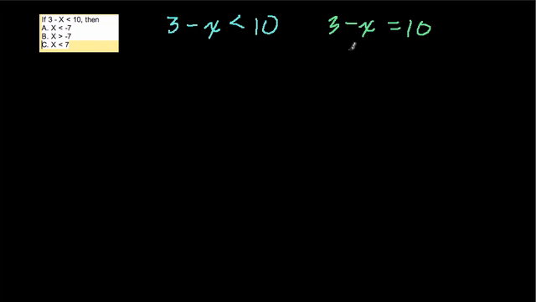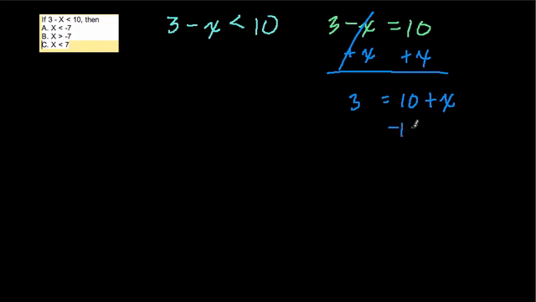These are different equations, of course, but in terms of balancing an equation, we can treat them in the same way. So here I might add x to both sides. The reason I do that is because it gives me a positive x, right? This cancels out, and I have 10 plus x equals 3. And now I want to know what x is, so I subtract 10 from both sides. And with an equality, I would get that x equals negative 7, right? These cancel out.